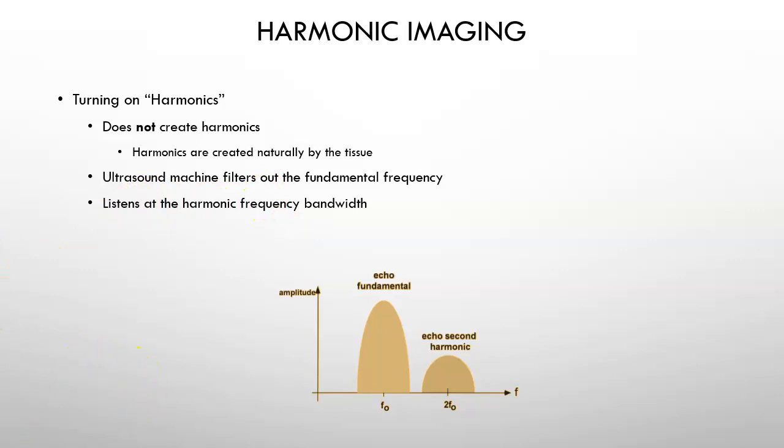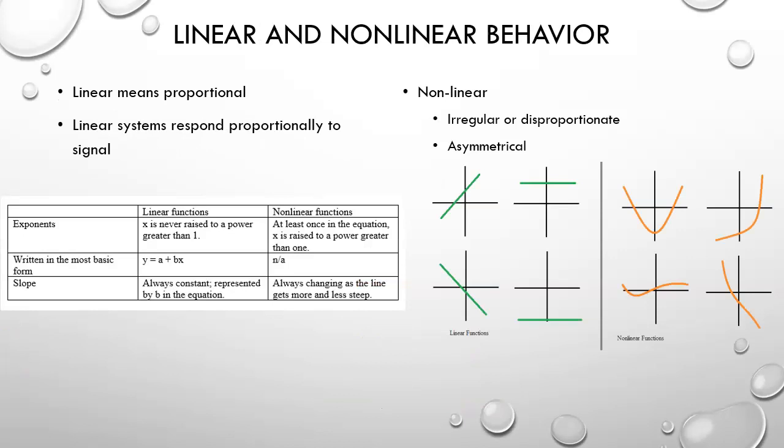So let's take a second and talk about linear and nonlinear behavior. So linear behavior is proportional, and linear systems respond proportionally to signals. Okay, so if you send out twice the strength of amplitude of a signal, then a linear response would be twice the strength echo returning.